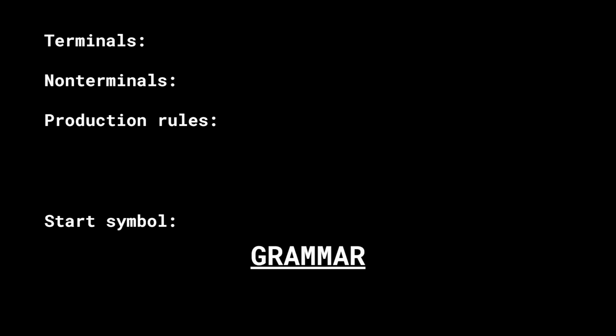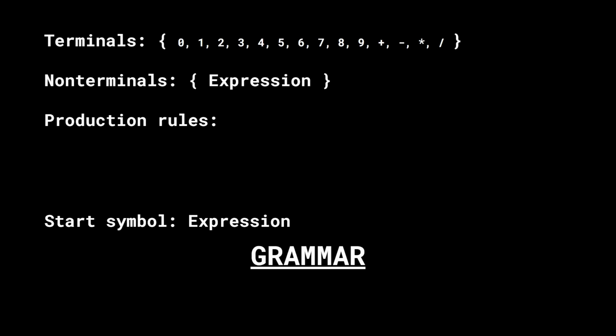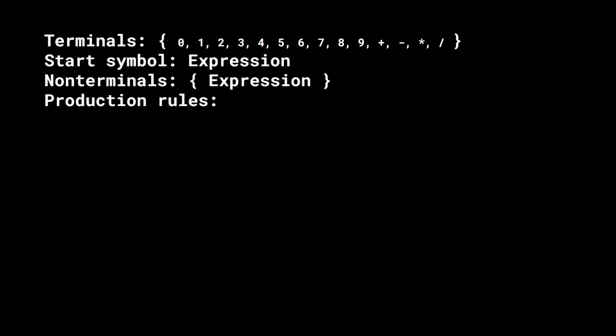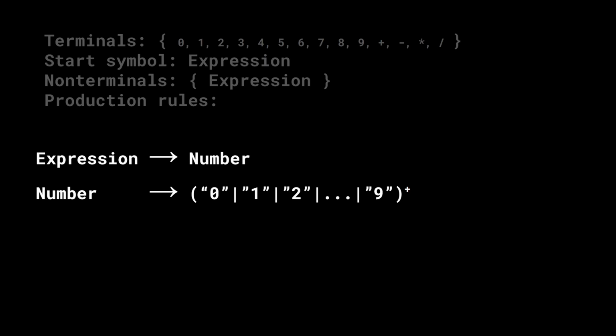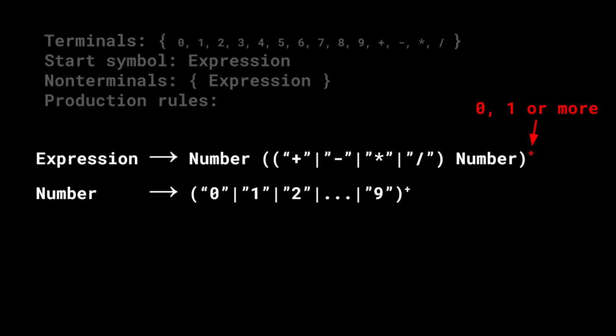So let's write a grammar to solve our problem. We already know the terminals we can use. The start symbol will be expression. We now want to create non-terminals and production rules that describe all possible valid expressions. We could define an expression as being a number followed by 0, 1 or more, plus, minus, star or slash, and a number, but this wouldn't be very useful.